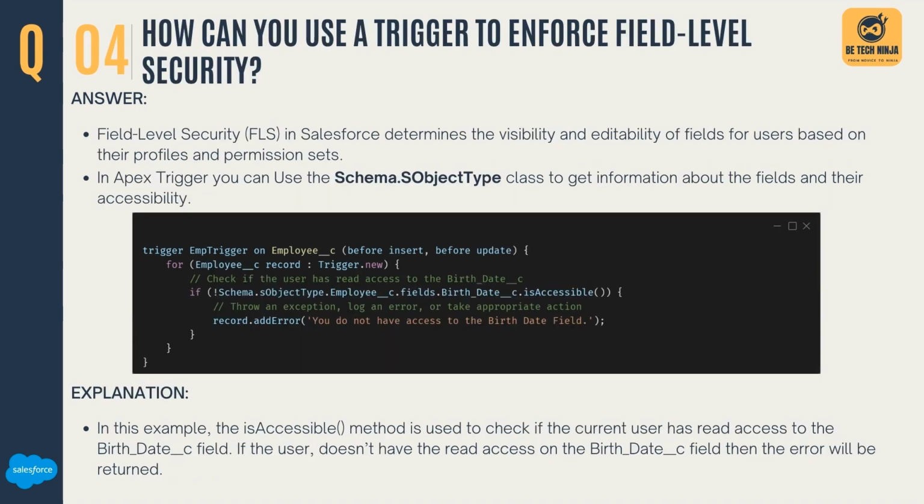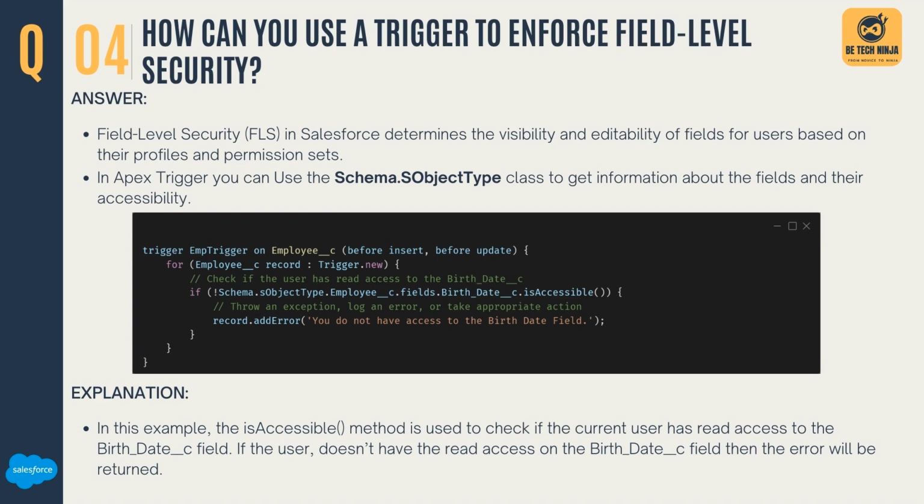Question 4. How can you use a trigger to enforce field-level security? You can answer it like, field-level security, FLS, in Salesforce determines the visibility and editability of fields for users based on their profiles and permission sets. In Apex Trigger, you can use the Schema object type class to get information about the fields and their accessibility. You might be wondering how to apply field-level security in Apex triggers. In order to understand this, let's go through the attached code sample.